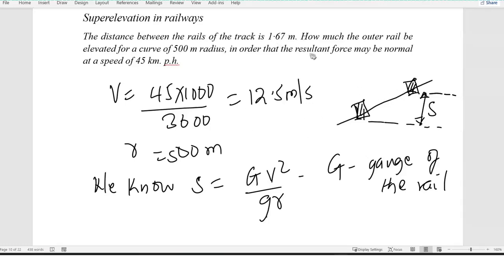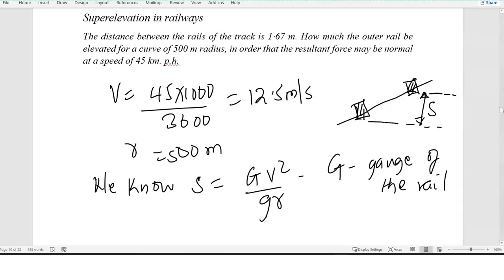So if you always hear that the gauge, this is a meter gauge, then that means this gauge G is equal to 1 meter. If it is 1.67, this is a 1.67 meter gauge railway.